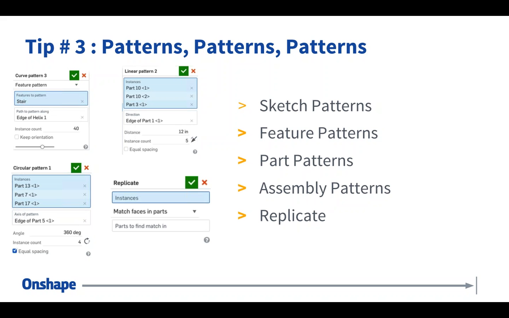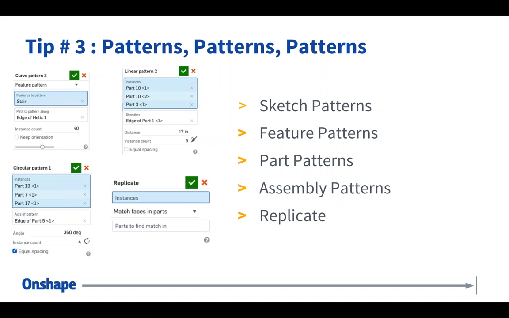But just, again, driving home, you have sketch patterns, linear and circular. You have feature patterns, linear and circular and curve patterns. You have part patterns at the Part Studio, again, linear, circular, and curve. And you have assembly patterns, linear and circular. But one of my personal favorites is a command called replicate. And replicate, as the name implies, replicates your geometry, but it's really neat in the sense that it looks at surrounding faces or edges. Rather than using custom defined mate connectors or anything like that, it looks at the geometry and tries to detect similar edges, same geometry, and then replicate the geometry there. So I'm going to give you an example of that one.